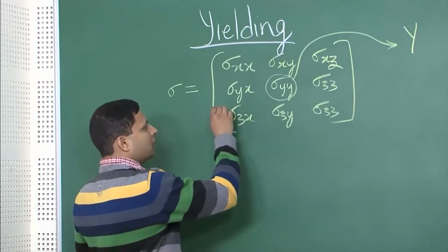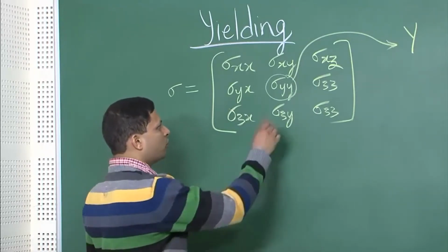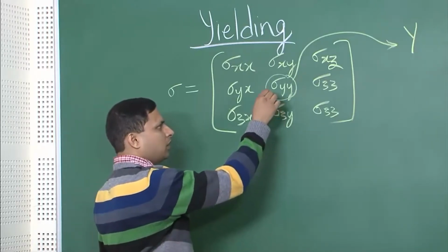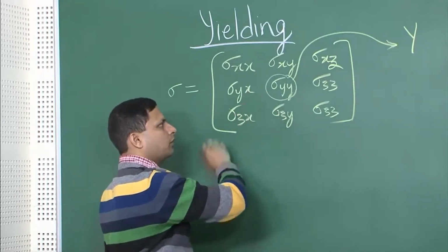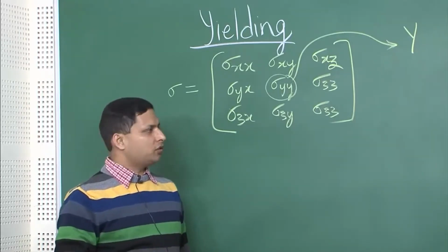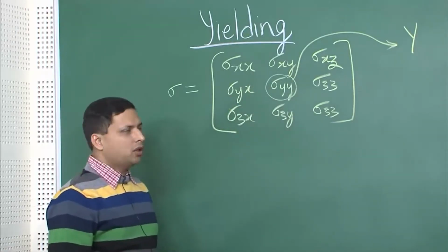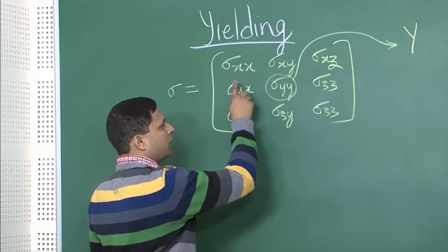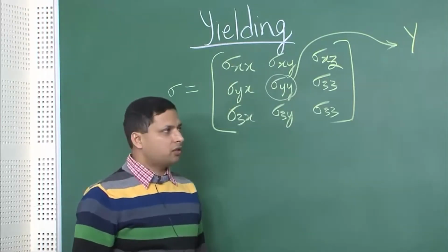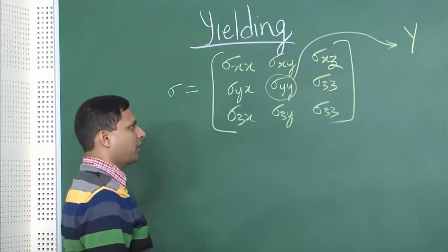But how do we talk about yielding or the initiation of plastic deformation when more than one of the components of this matrix is non-zero? In this particular case only this was non-zero, everything else was 0. What if more than one term is non-zero? Let us say this is non-zero and there are two or three more terms which are non-zero, then how do we define that deformation has started or begun?